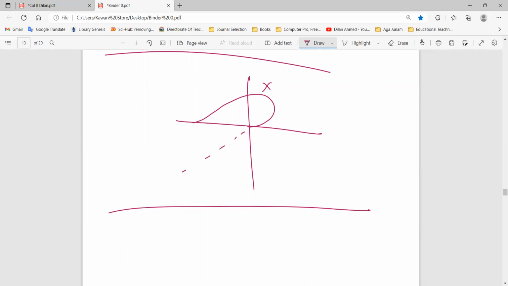Good. That's all about symmetry. So next lecture, I'll give you the standard form and we will sketch more.